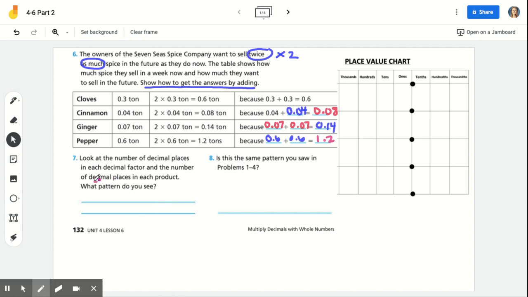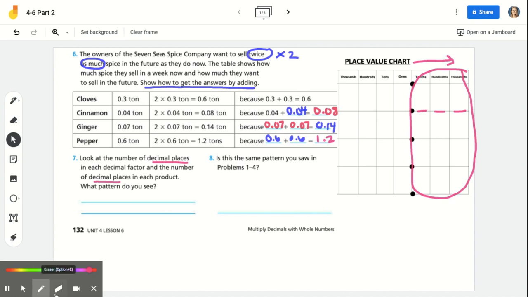So remember, we're looking at decimal places in our factors and in our products. And before we even do that, remember, decimal places means how many place values are there in each number after the decimal, or to the right of the decimal. So anything in the tenths place, the hundredths place, or the thousandths, we're going to be counting those digits. We're going to be looking at our decimal factor and the product. So let's look at the multiplication sentences in the third column here, and let's count out the number of decimal places for each one.